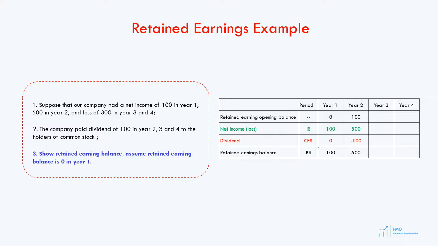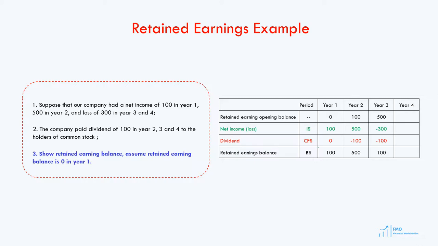We start with the retained earnings opening balance of 1,400 in year 3. The company makes a loss of 300 in year 3, and the dividends paid is 100. The retained earnings closing balance will be the opening balance of 1,400, less the loss of 300, and less the dividends of 100. So the retained earnings closing balance is 1,000 at the end of year 3.